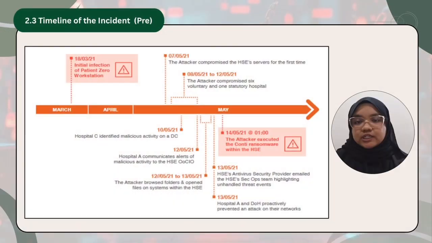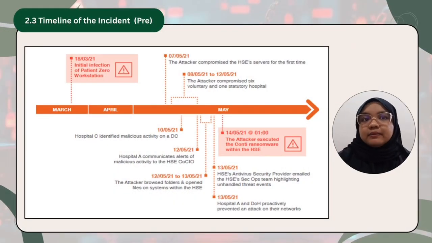Now we will move on to section 2.3, which explains the timeline of the incident leading up to the ransomware execution. The timeline of the attack shows that the incident did not happen suddenly, but developed over several weeks from the initial infection until the final execution. The initial infection occurred on 18 March when a phishing email compromised the first workstation within the HSE network. And by 7 May, the attackers had successfully compromised the HSE servers and began moving across the system.